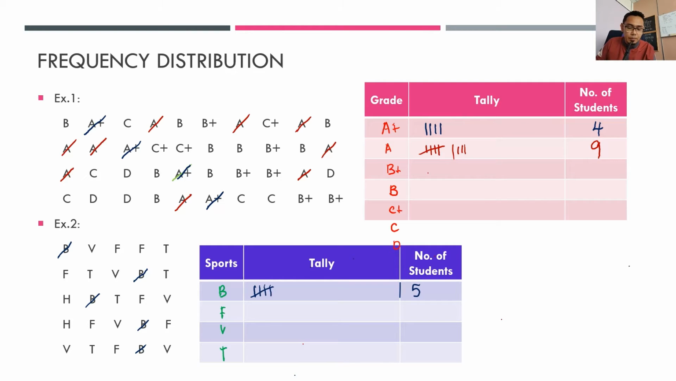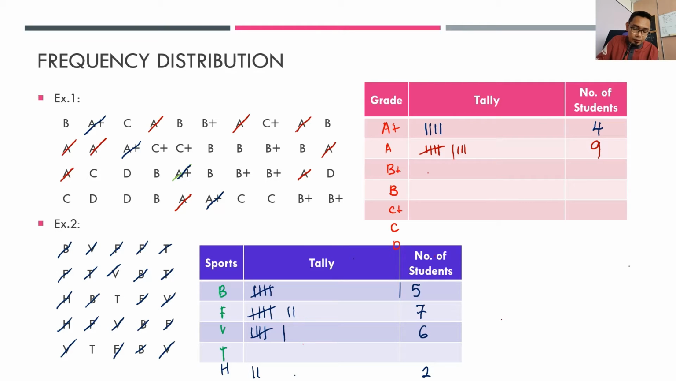Then you do it for F: 1, 2, 3, 4, 5, 6, 7. And then for V: 1, 2, 3, 4, 5, 6. So you have 6. Then another one is H, only 2 H, so you'll have 2. And for T, 1, 2, 3, 4, 5. When you total up, you have the same number as the data given. So this is what we call frequency distribution.